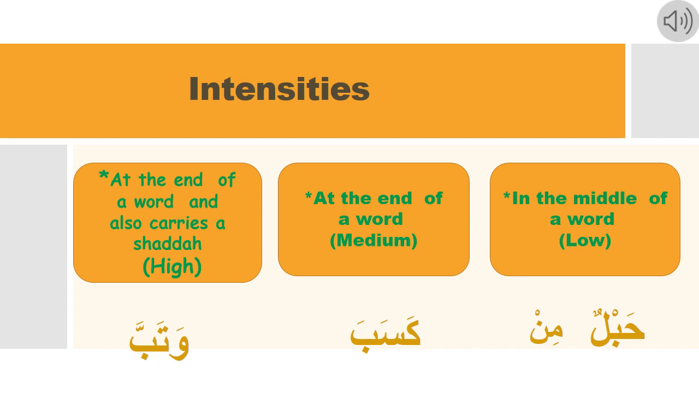You intensify the echo on the purpose that wasn't actually read. Okay? So again, a quick revision. In the middle of the word, it's the lowest. But if at the end of the word and it's read sakin, it will be level 2, the medium. And at the end of a word where it's read sakin and it carries a shadda, then it goes to be the highest level, right?